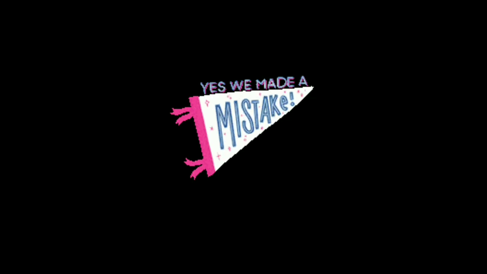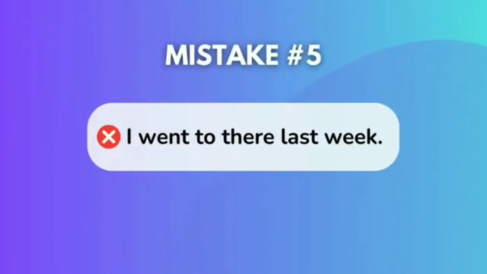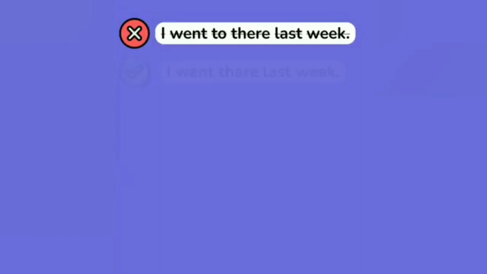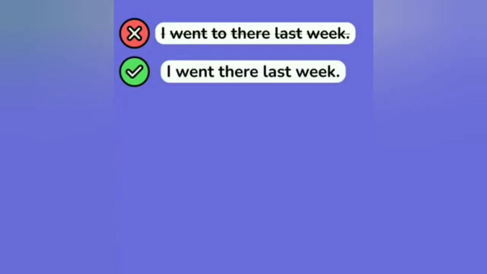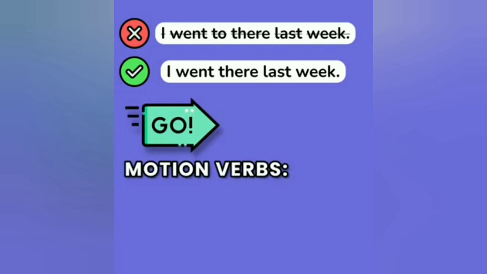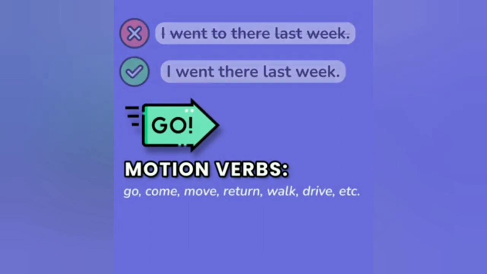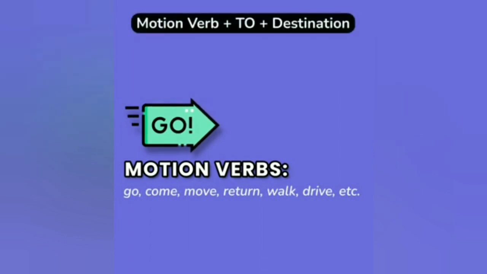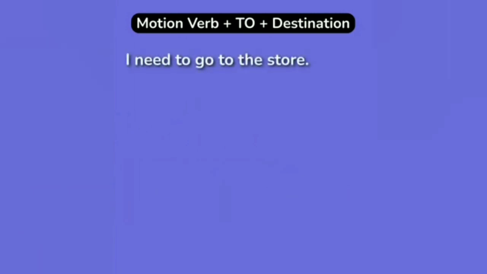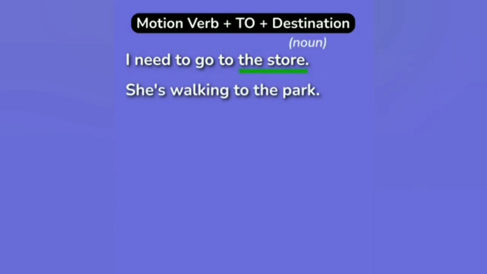Let's move on to mistake number 5. "I went to there last week." The correct sentence is, "I went there last week." Go is a verb of motion. Other examples of motion verbs are come, move, return, walk, and drive. It's very common to see a verb of motion followed by the preposition to. For example, I need to go to the store, or she's walking to the park. We only use to before a noun, like the store or the park. We can see that they're nouns because of the article the.